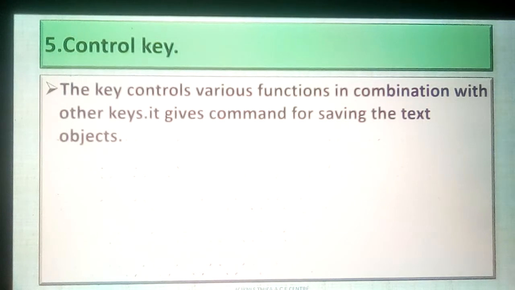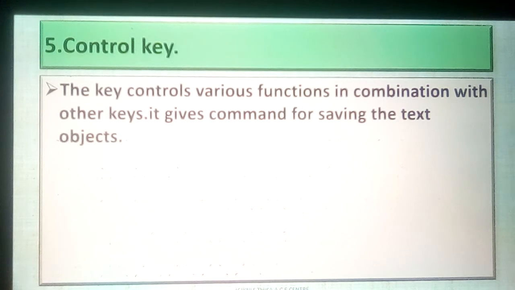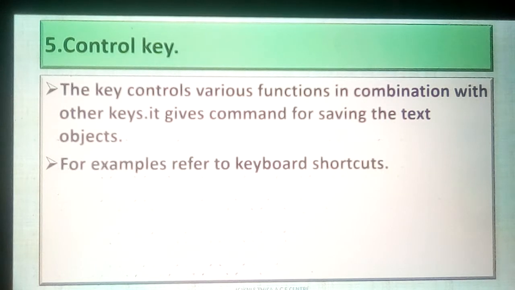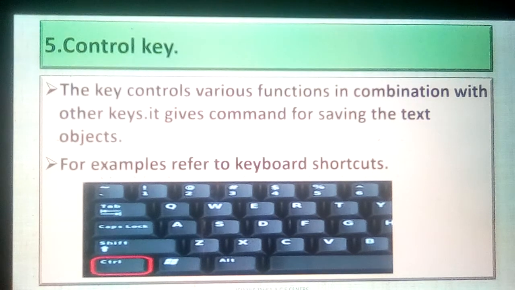Then you have the Control key. The key controls various functions in combination with other keys. It gives commands such as saving the text object. For example, if you press Ctrl S, it means you are going to save the document. Refer to the keyboard shortcuts that you are going to see later. That's the Control key.